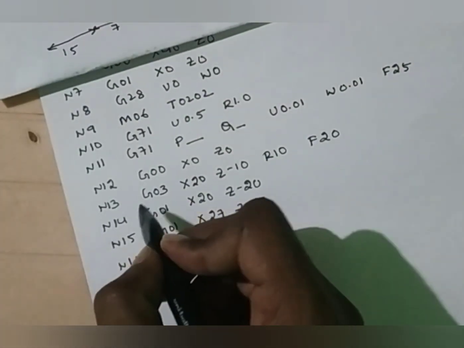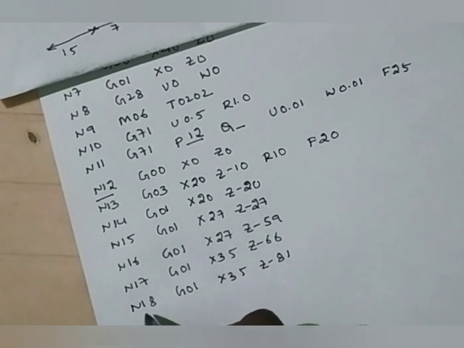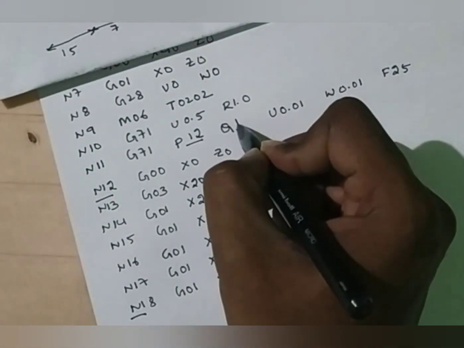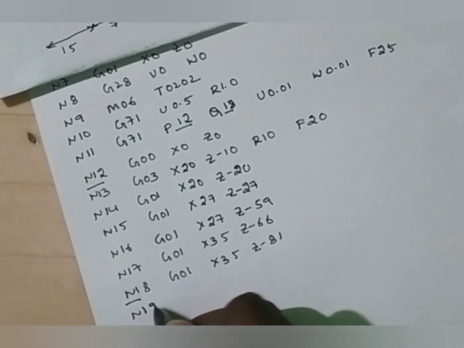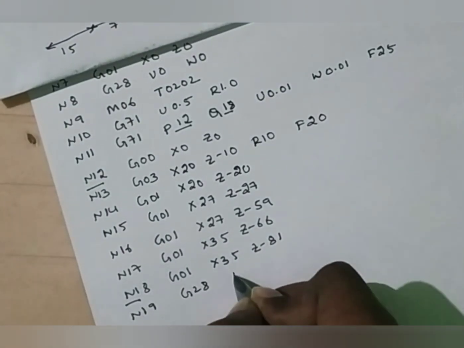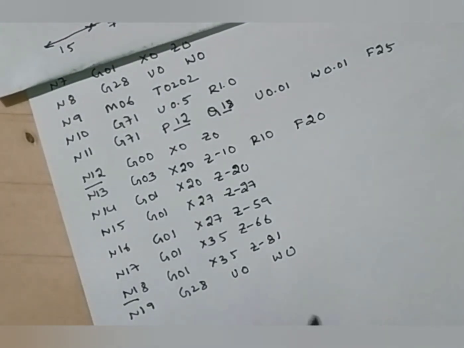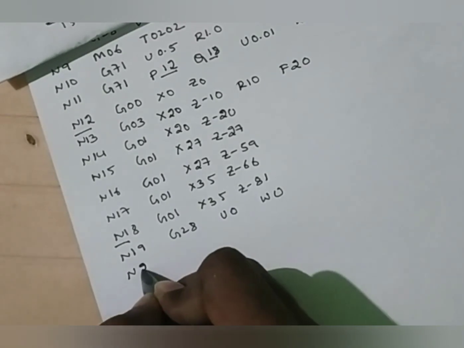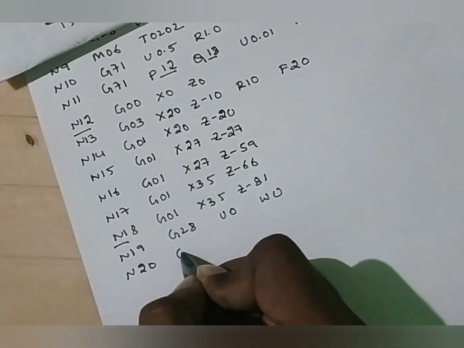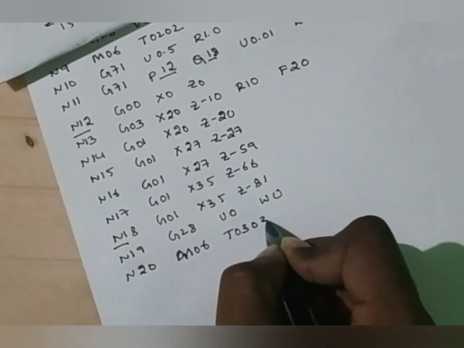You can observe the turning operation started at the 12th block. Therefore P value is 12 and it ended at 18th block. Therefore Q value is 18. Now the step turning is over. Now send this tool to its reference point, G28 U0 W0. Now select the tool for next operation, that is the finishing operation. For the finishing operation, the code is N20, M06. Change the tool and the tool is T0303.